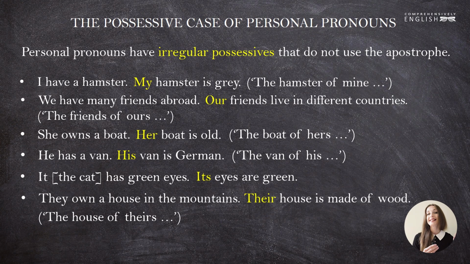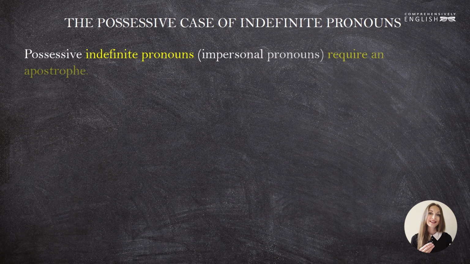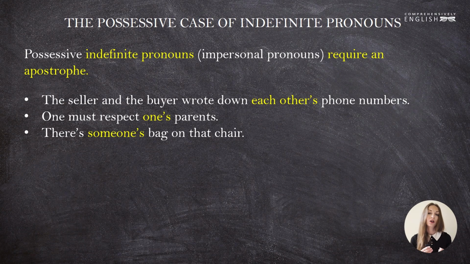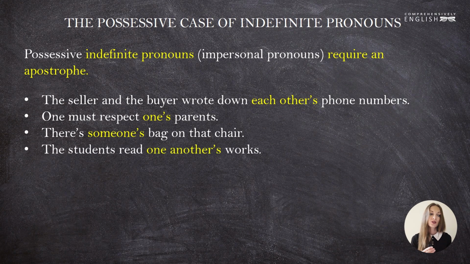Now, what about indefinite pronouns? How do we form the possessive case of indefinite pronouns? Possessive indefinite pronouns, also known as impersonal pronouns, require an apostrophe. Everything is just the same as it is with nouns. The seller and the buyer wrote down each other's phone numbers. One must respect one's parents. There is someone's bag on that chair. The students read one another's works.